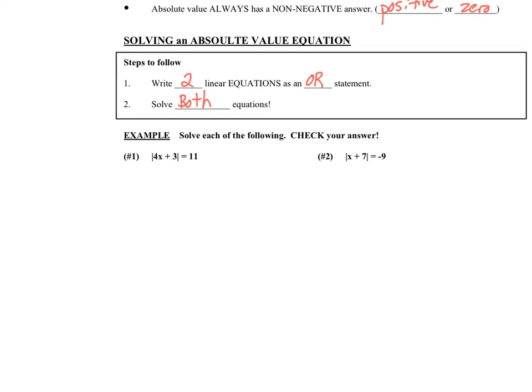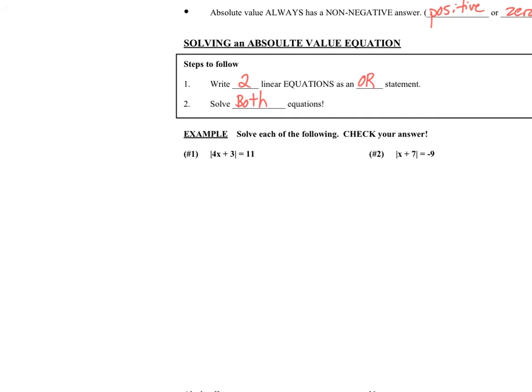So in the first one, we have the absolute value of 4x plus 3 equals 11. The absolute value means the distance from 0. So if the distance from 0 is 11, that means we can go 11 to the right, 1, 2, 3, 4, 5, 6, 7, 8, 9, 10, 11, and you'd be at positive 11, or go 11 to the left, 1, 2, 3, 4, 5, 6, 7, 8, 9, 10, 11. So if I said that you're 11 away from 0, you would either be at positive 11 or negative 11. Okay?